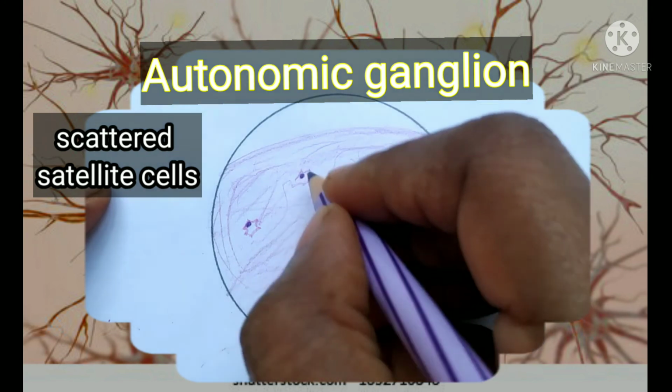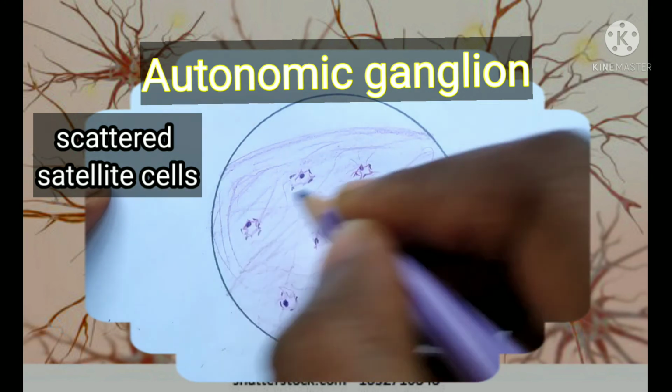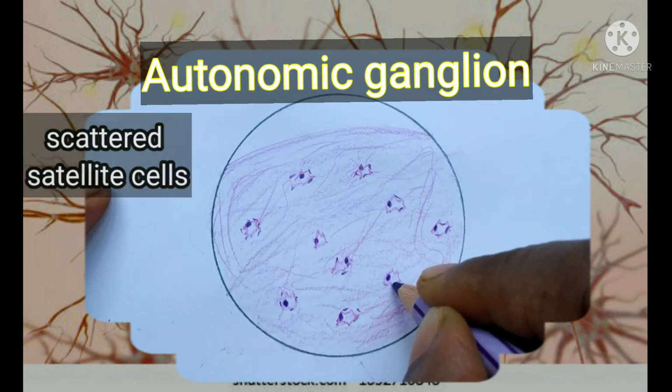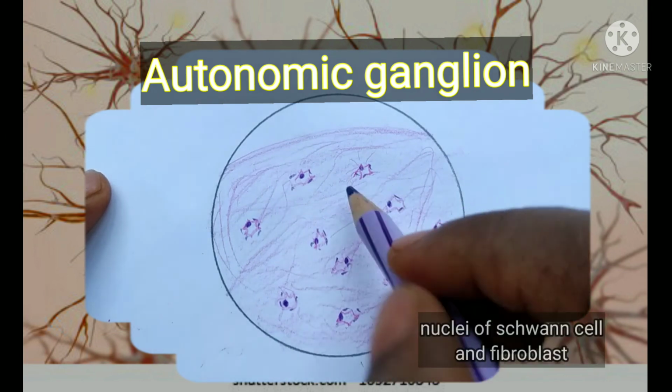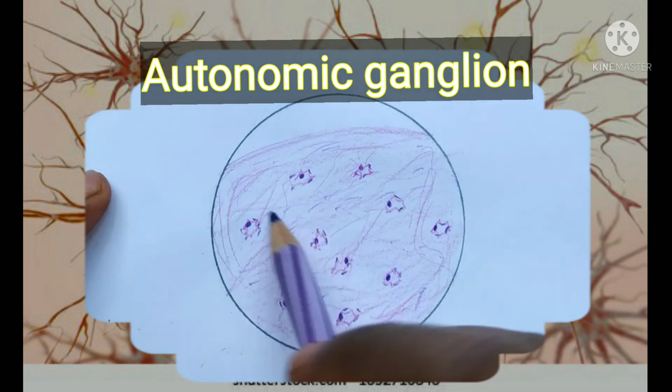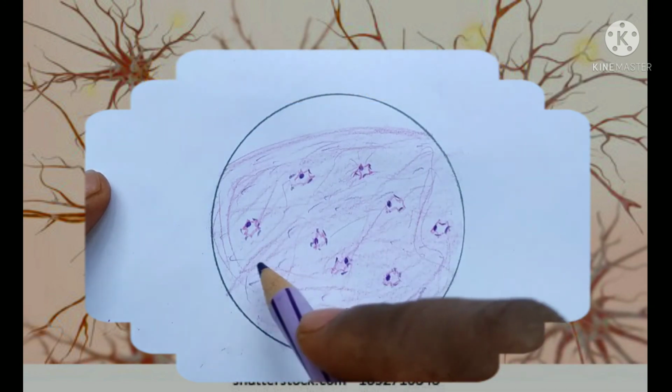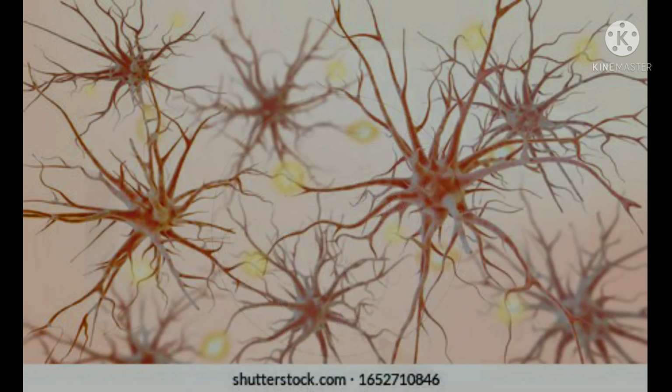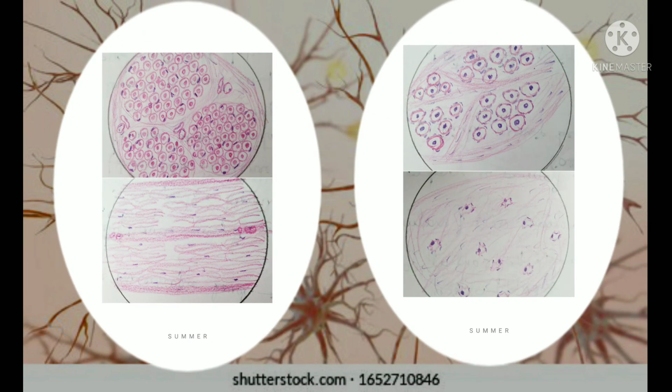So the chain of satellite cells will be broken in between. So you won't see that much prominent satellite cells here. Satellite cells will be present but not as prominent as in the sensory ganglion, and you have to keep the nuclei for fibroblast and the squamous cells. So make sure you know the difference between the sensory and autonomic ganglion.